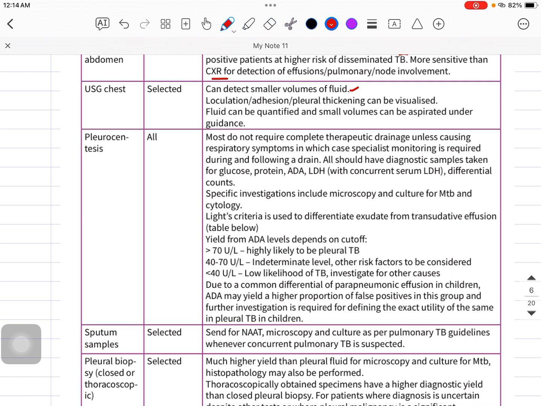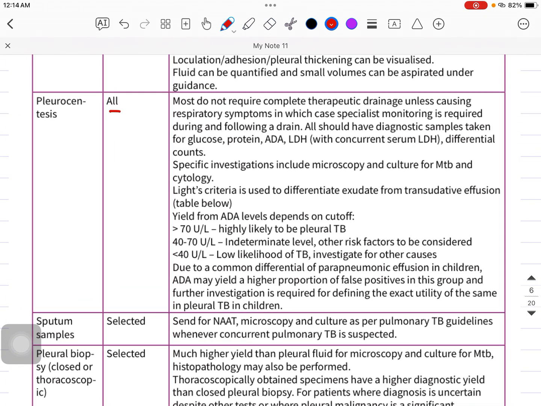Right, about the pleurocentesis, all the patients must undergo pleurocentesis for getting the diagnosis, that is, what is the diagnosis behind the pleural effusion. So basically we are checking many things, but among those we will be taking the samples and will send them for the glucose, protein, ADA, LDH with the concurrent serum LDH, so that we can compare the serum LDH and the pleural fluid LDH, and we shall be sending for the differential counts as well. Specific investigations like the microscopy and the culture for MTB and cytology should also be sent, right.